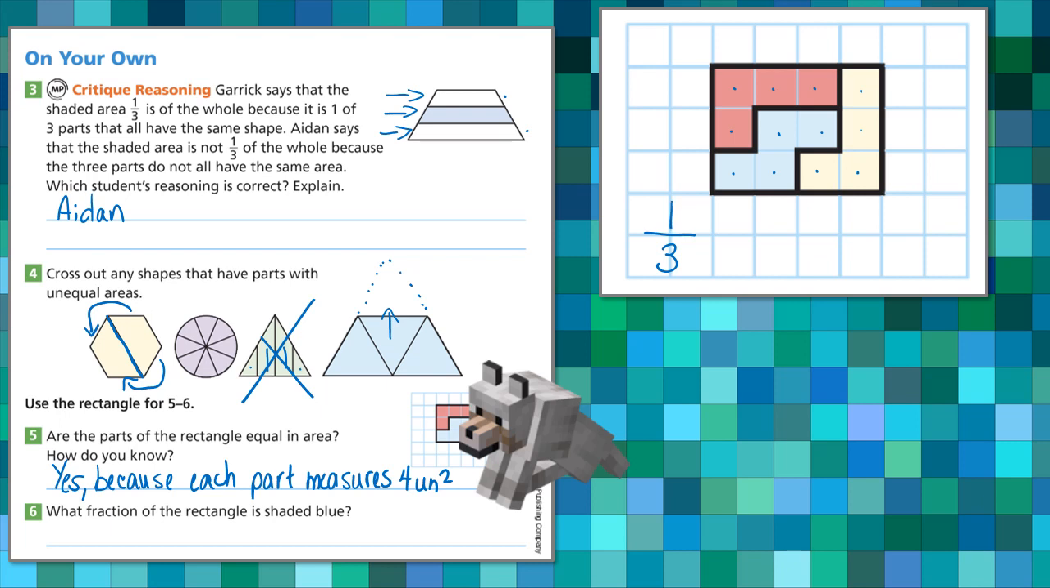Okay, good. So you're looking at this as 3 parts like this. And since we know that they all have the same area, they're all the same size. So one part is blue, and the 3 refers to the entire shape. So 1/3 is blue. Great job.